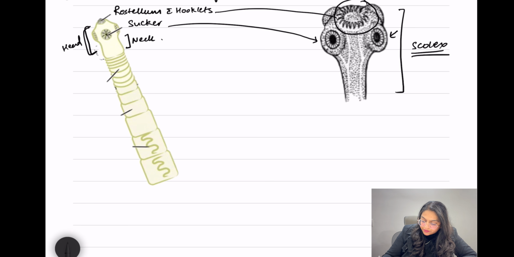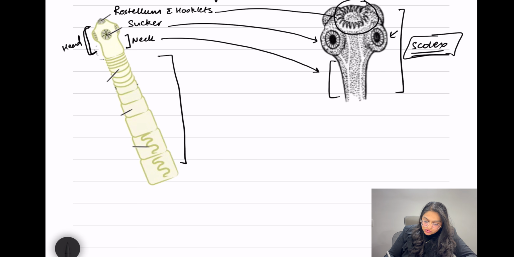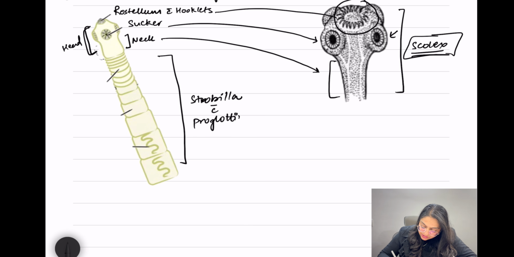This is the neck right here. This makes your scolex. Scolex has three parts: rostellum with hooklets, suckers, and a neck. The rest of the body is called the strobila. This strobila has proglottids.